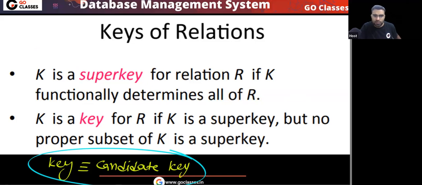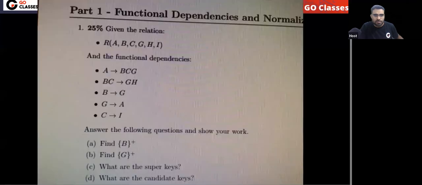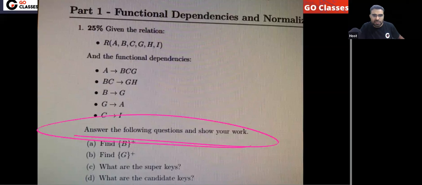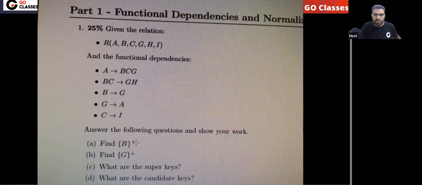Now let's move on and solve this question. In this question, this relation is given to you, and these functional dependencies are given to you. On this schema, these functional dependencies are defined. Now the question is asking us to answer the following questions. Let's answer them one by one.